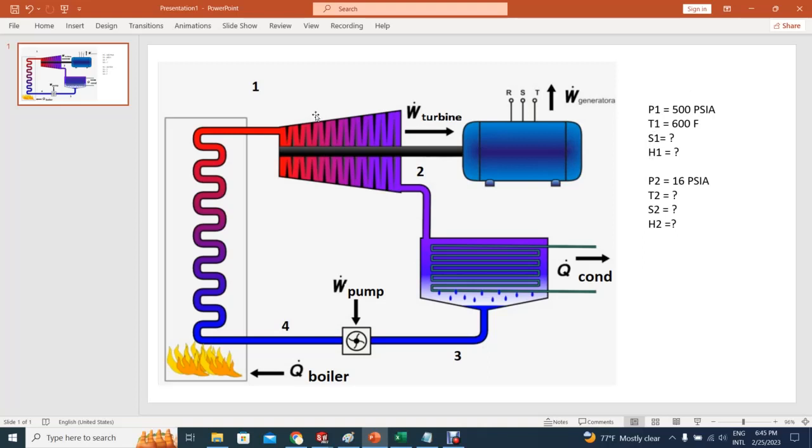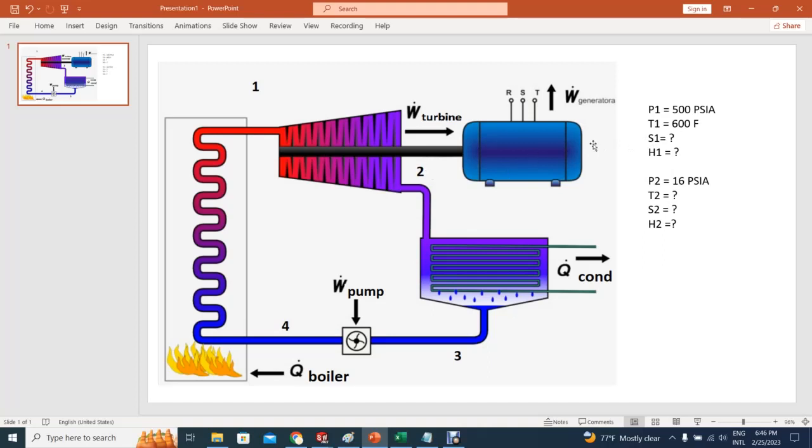Now, for the exhaust from the expansion engine, which in this case is just a turbine, we need the output pressure. That will be about 16 pounds per square inch absolute, again, about 1 pound or so above atmospheric pressure. Now, we don't know the temperature, the entropy, or the enthalpy of that line coming here. What we're going to do is get this information very easily from a steam table.